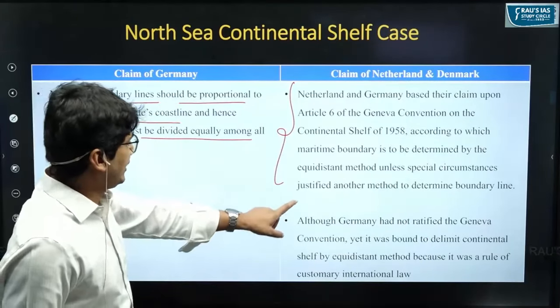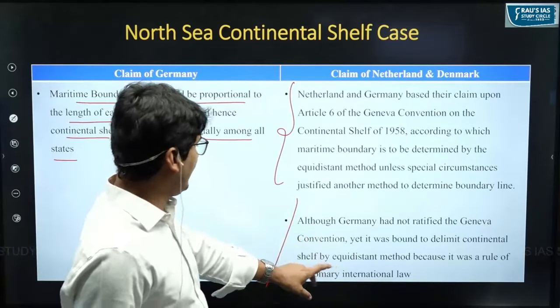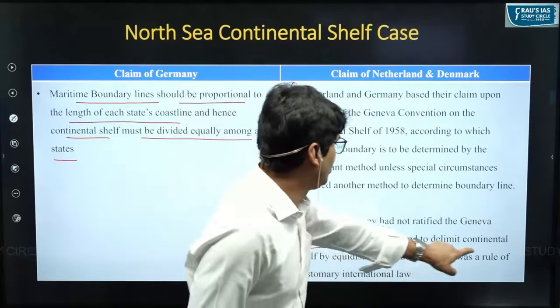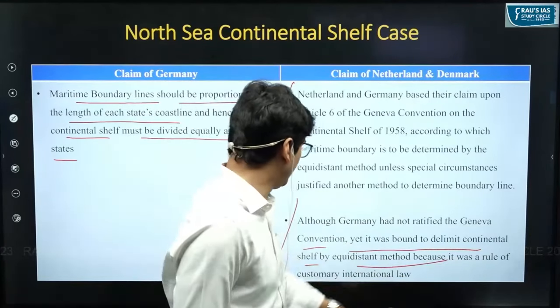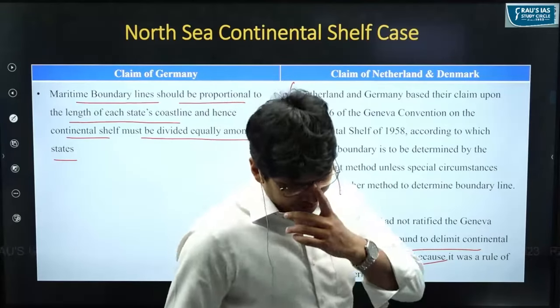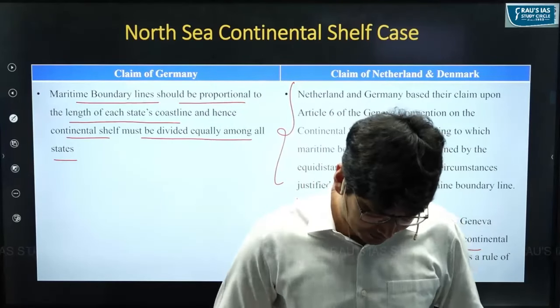Now, Netherlands claimed that although Germany had not ratified the Geneva Convention, yet it was bound to divide the continental shelf by the equidistance method because it was a rule of customary international law. Okay.